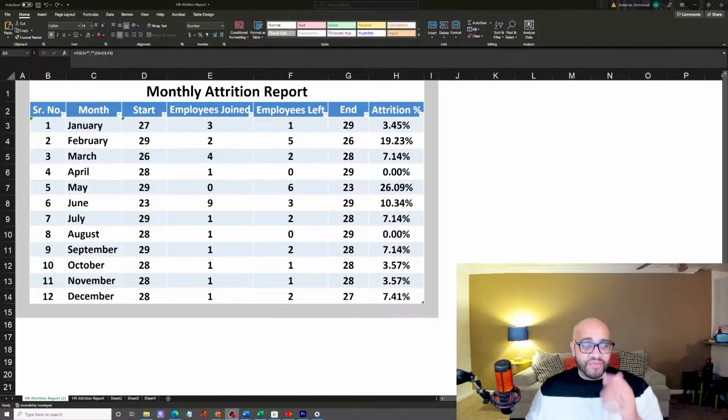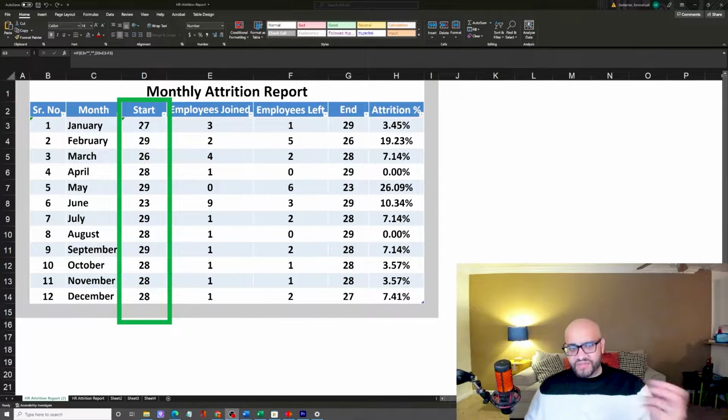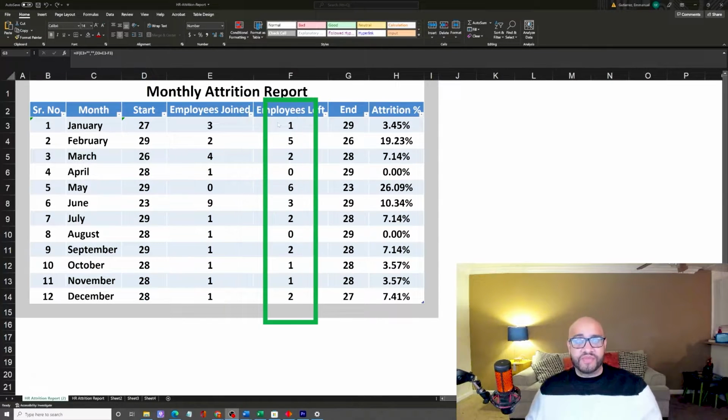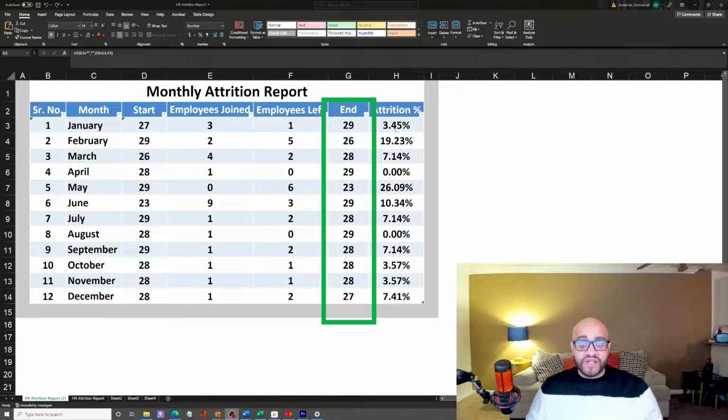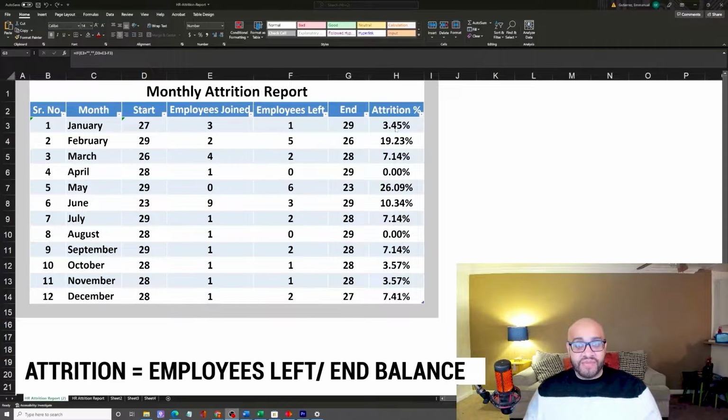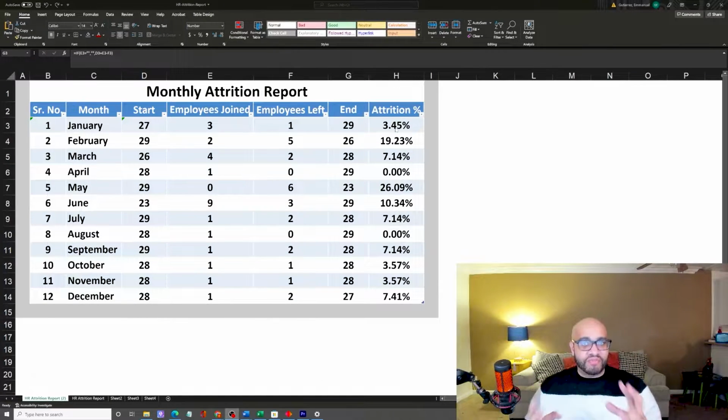So you can see a sample monthly report on screen, and basically it'll show you the month on the left. It'll say start, which is how many employees you had at the start of the month, how many employees joined your organization, how many employees left the organization, and then what was your ending balance. So when it comes to attrition, you're essentially taking your employees left, dividing it by the end balance, and that gives you your monthly attrition.